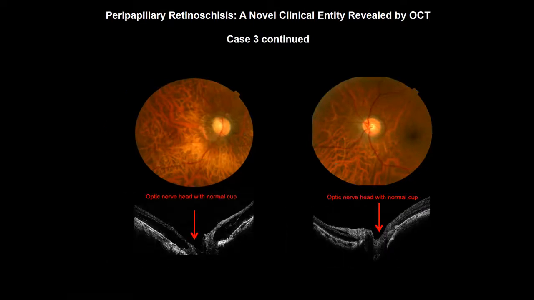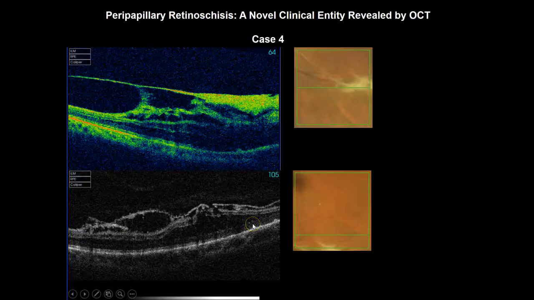This patient has another schisis. You can see a split here and a split here. Here's the optic nerve head. So these are not that unusual, and they show up really, really nicely with OCTs.